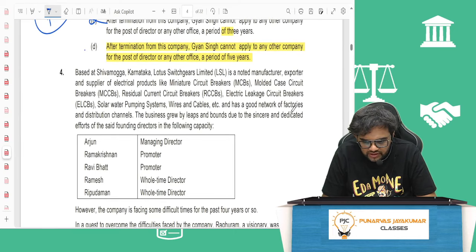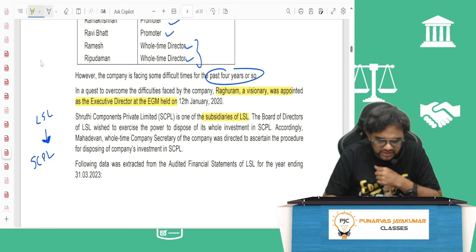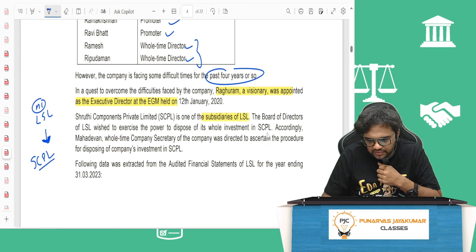Shruti Components Private Limited, SCPL, is one of the subsidiaries of LSL. So LSL is the holding company, SCPL is a subsidiary company. Board of Directors of LSL wishes to exercise the power to dispose of the whole investment in SCPL. So they have invested money in this and want to dispose of it, selling of the investments. So basically, this investment would be called an undertaking. Under section 180 of the Companies Act, if you want to sell your undertaking, then you need to do certain procedures.